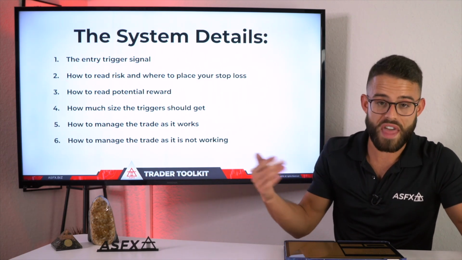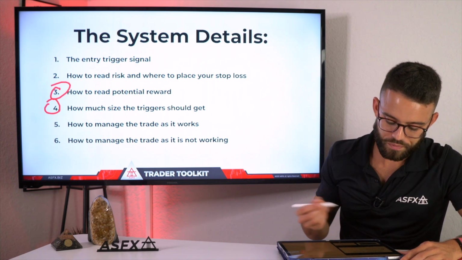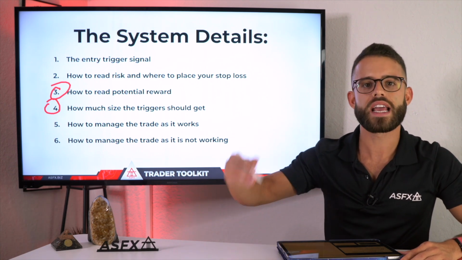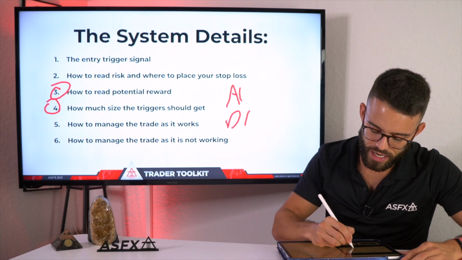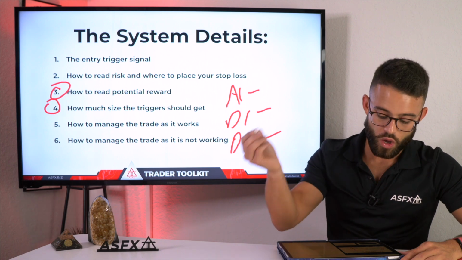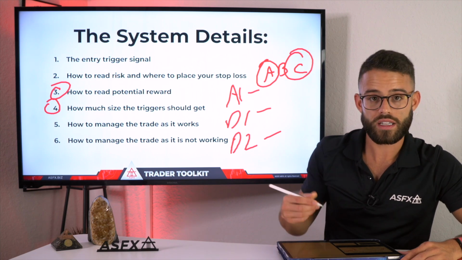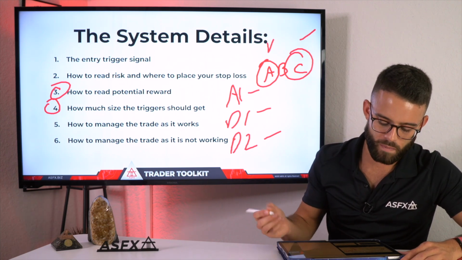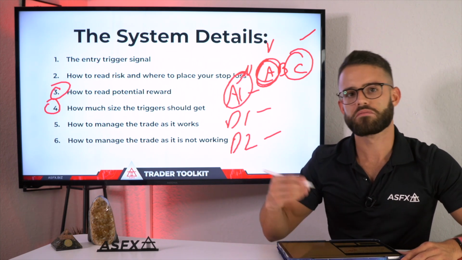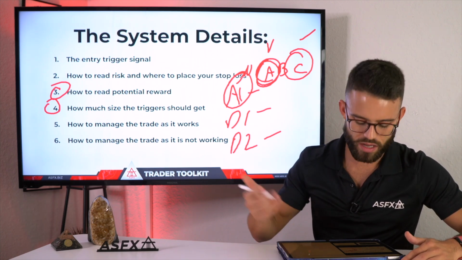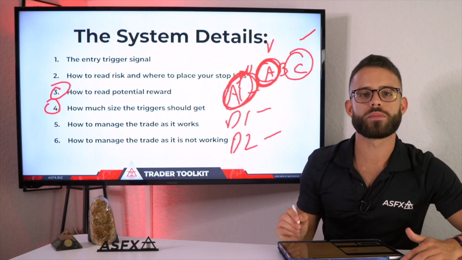With that, of course, with risk, number three, we want to make sure we can read potential reward. Number four, we want to make sure we understand how much size each trigger signal can get. So for us, we have the A1 entry, the D1 entry, and the D2 entry. These are signals. With those signals, we can grade those trades A, B, or C. A being the best, C being the least probable. A is the most probable, C is the least probable. So for A grades of the A1 entry, how much size should that get? Let's just say for this example, 1% of your account. Okay, when I see an A1 entry, a really high probability A1 entry, I know how much size that could get.